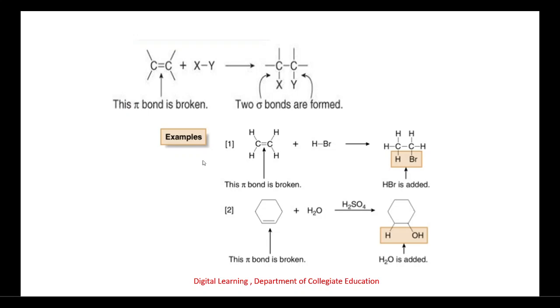So let us take an example for an addition reaction. For example, in ethene, an unsaturated compound, addition of HBr occurs across the double bond, forming the product bromoethane, where a pi bond is broken with the formation of two new sigma bonds. Another example is cyclohexene, where there is an addition of a water molecule to get cyclohexanol.